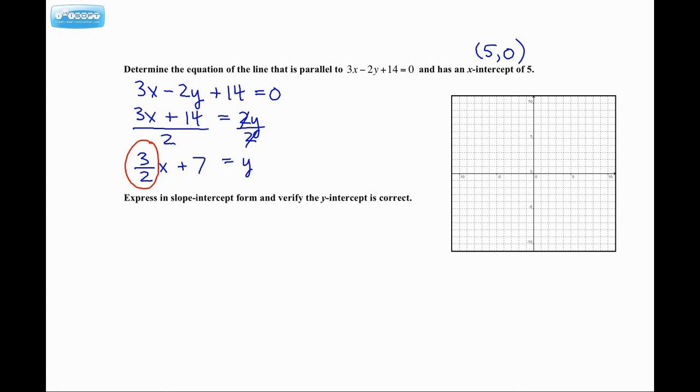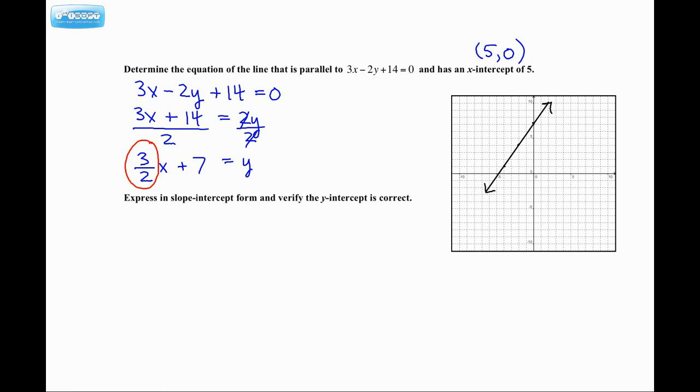So before we actually get to our line, why don't we plot this one? Let's plot their line. I'll do it in black. So their y-intercept is 7, so that's up here. Okay, and rise over run, so that's up 3, right 2, or I could go down 3, left 2, either way. So I'm just going to get that line in here. That would be like that. There we go.